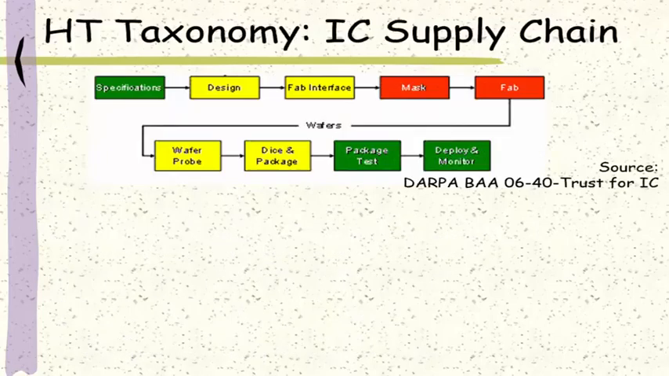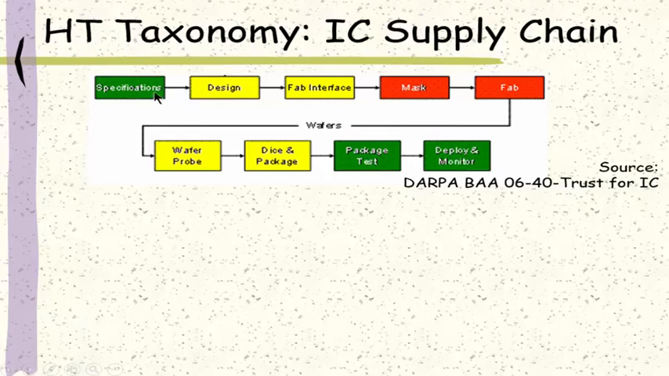The first one is the hardware Trojan taxonomy based on the IC supply chain that we have seen earlier. To refresh your memory, the green blocks we have seen here are generally considered to be trusted phases. The red blocks are untrusted phases. And the yellow blocks can be either trusted or untrusted.